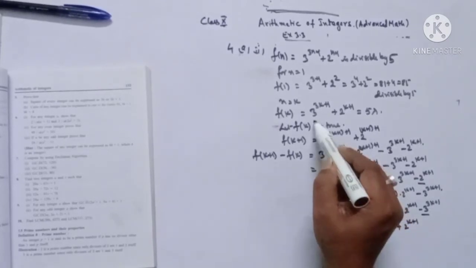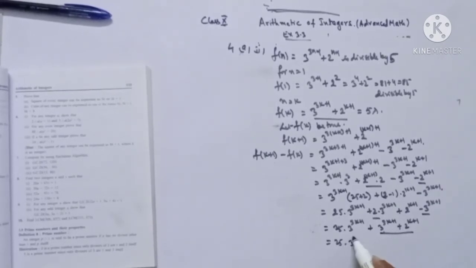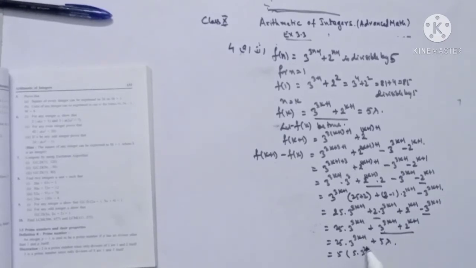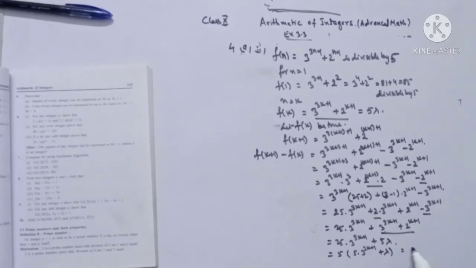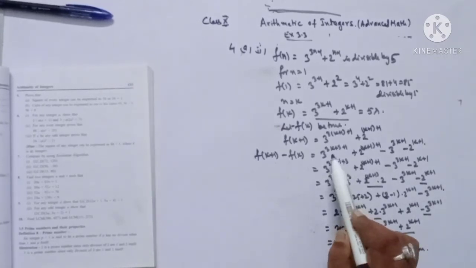Now we know that this part, you see this part, it is 5 lambda. So 25 into 3 to the power of 3k plus 1 plus 5 lambda. This is 5 lambda. So here you can take 5 common, and this will be equal to 5 into (3 to the power of 3k plus 1 plus lambda), and this I can write as 5m. So now I think it is correct.